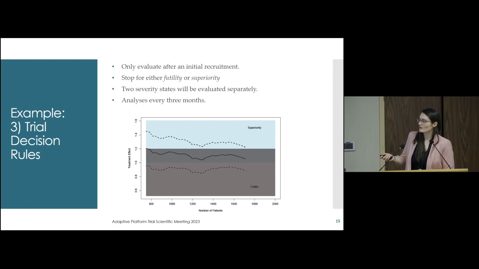So in this case, our trial stopped actually before the 95% credible interval fell within this, because we need only a 90% probability of futility to stop the trial. The two severity states will be evaluated separately. So we'll have one plot for the low severity and one plot for the high severity, and we'll have analyses every 3 months. So we're really thinking about a kind of highly adaptive trial once we get past an initial recruitment.